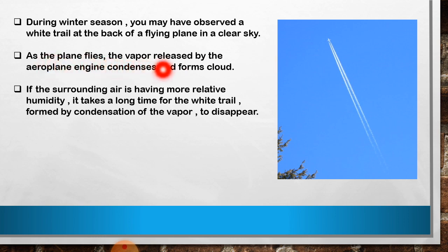As the plane flies, what happened? The vapor released by the aeroplane engine condensed and it formed cloud. So this will form a cloud. If the surrounding air is having more relative humidity, then it takes a long time for a white trail formed by condensation of vapor to disappear.